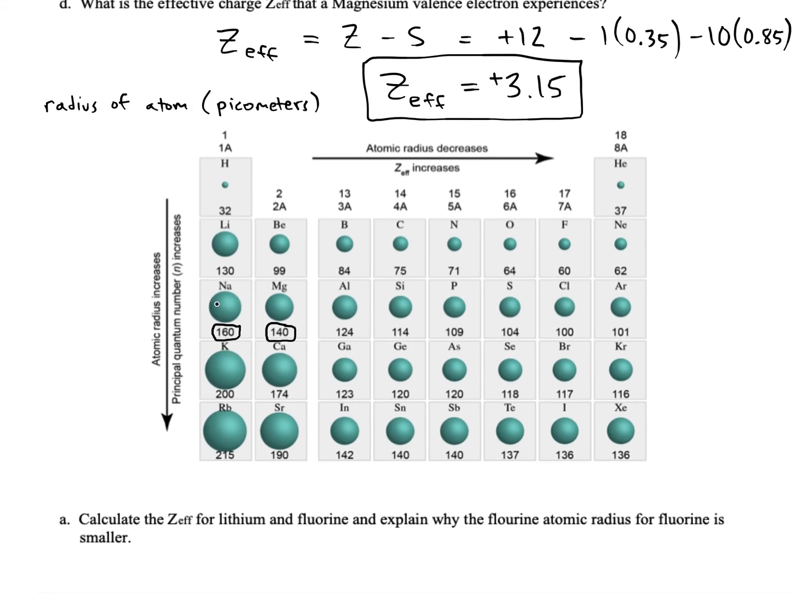Also, as we go down the column, we find that there are just more energy levels. So we've got an n equals 1 up here. Down here we have n equals 2, n equals 3. The more energy levels you create, the larger the atom becomes as well. So those are 2 trends that we'll see when it comes to the sizes of the atoms.